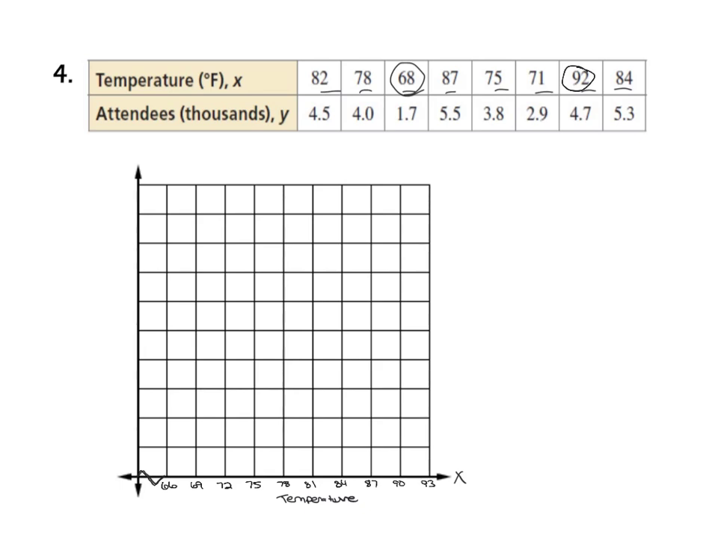And then I'm going to do the same thing for my y-axis. My y-axis is attendees. And that's in thousands. So when we see a number like 4.5, that doesn't mean 4.5 people attended something. That means that 4.5 thousand people attended, or 4,500. Okay, and I have to find a way to organize this on my y-axis and spread it out evenly.